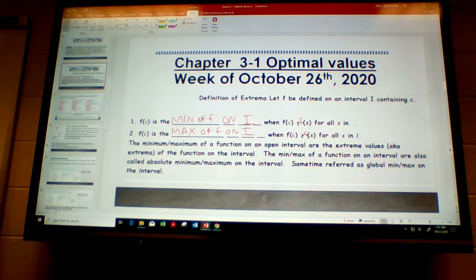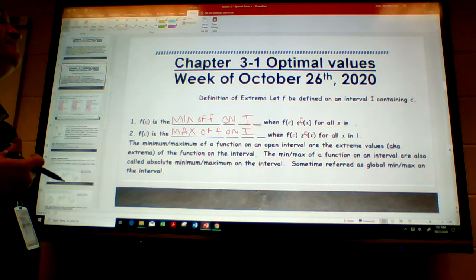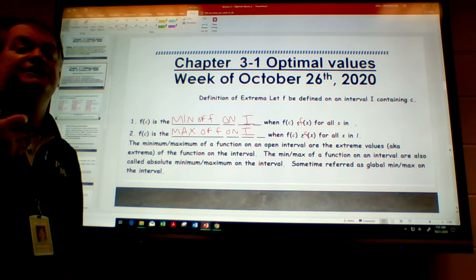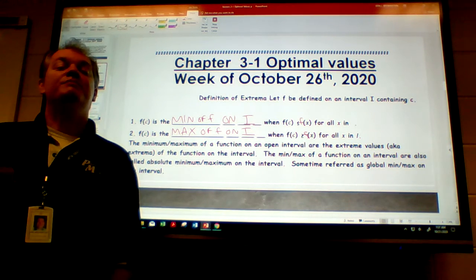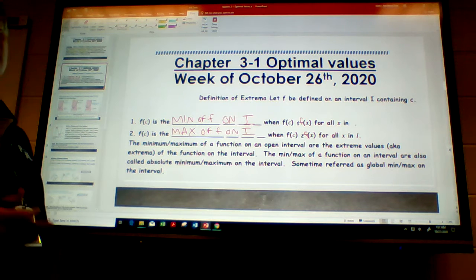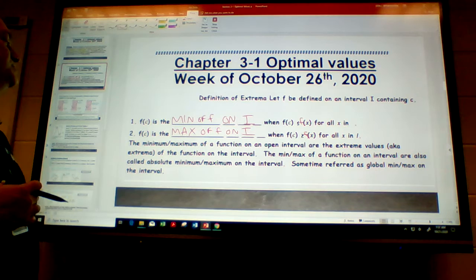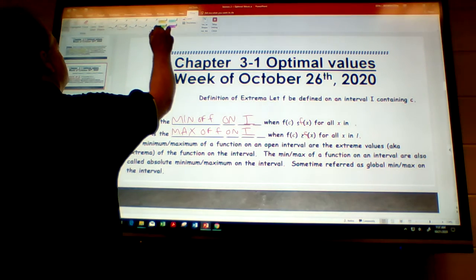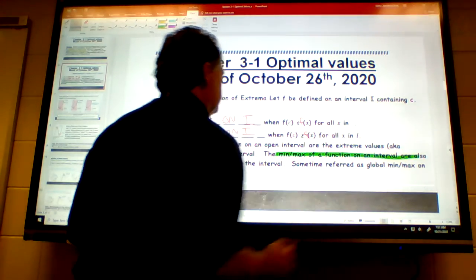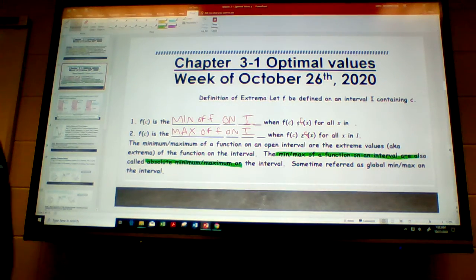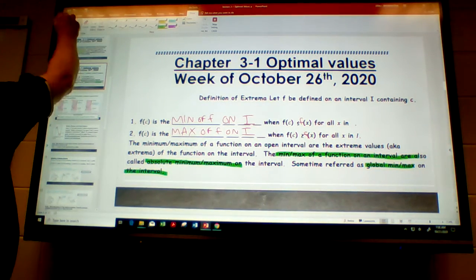Now, the minimum and maximum of a function on an interval are the extreme values, aka the extrema. So when I say extrema, I'm talking about the extreme values, or in other words, stating the maximum or minimum of the given function on that interval. The max and min of a function on an interval are also called the absolute maximum and minimum, sometimes referred to as the global max or the global min on the interval. All right.